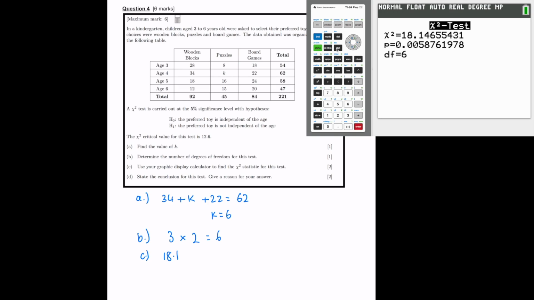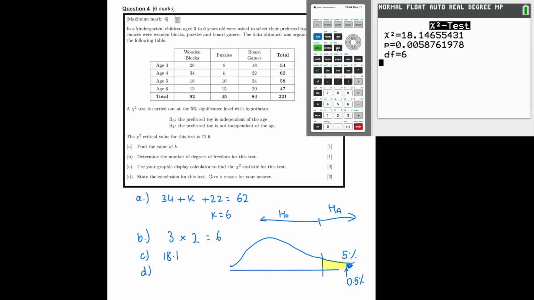And then we need to state a conclusion for the test. If we look at our chi-squared drawing, we're looking at a 5% significance level. So that means that this section here is 5%. And our p-value, if we look at our calculator, is 0.5%. So a much smaller area, 0.5%, and therefore it is in the alternative section.